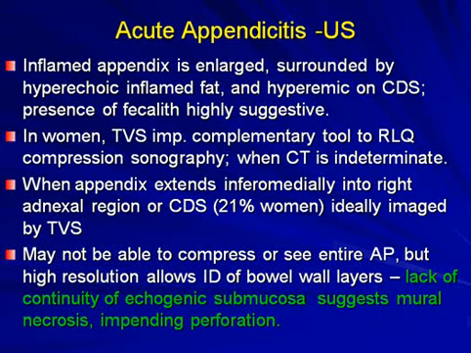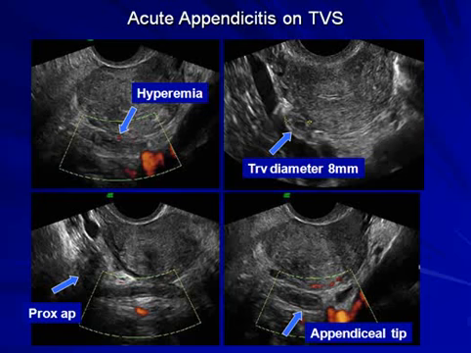Now, when the appendix extends inferomedially into the right adnexal region or the cul-de-sac, as it does in approximately 21% of women, it is ideally imaged by transvaginal sonography. With the transvaginal probe, one may not be able to compress or see the entire appendix, but the high resolution of the transvaginal probe allows identification of bowel wall layers. If we notice a lack of continuity of the echogenic submucosa, it suggests mural necrosis and impending perforation.